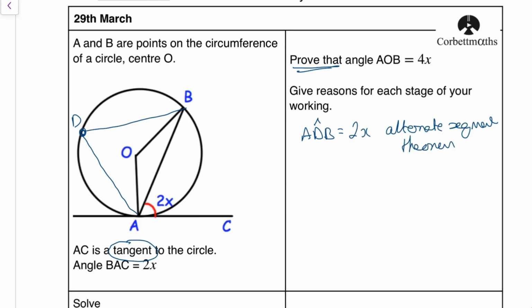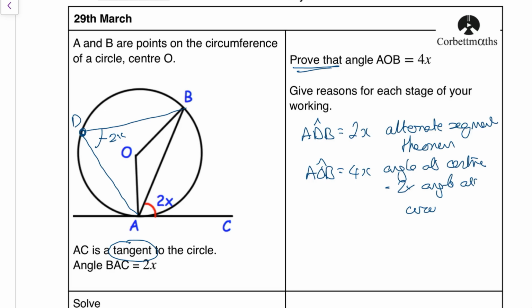But actually it is just, if you have a tangent and if you have a line, so in this line here, then the triangle that comes off it has the same angle. So that is also 2x. I'm going to write 2x in here, so I've got it. And then I can say angle AOB, which is the angle that I want, is equal to 4x because angle at centre equals 2 times angle at circumference.